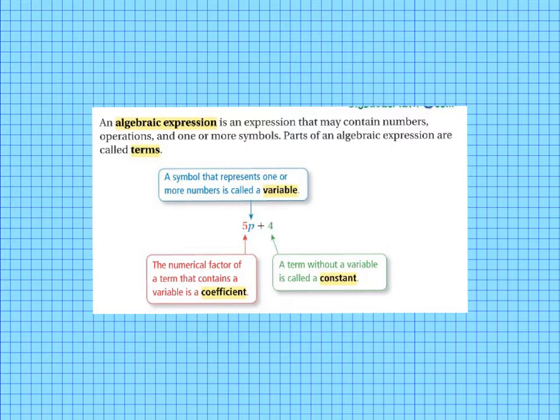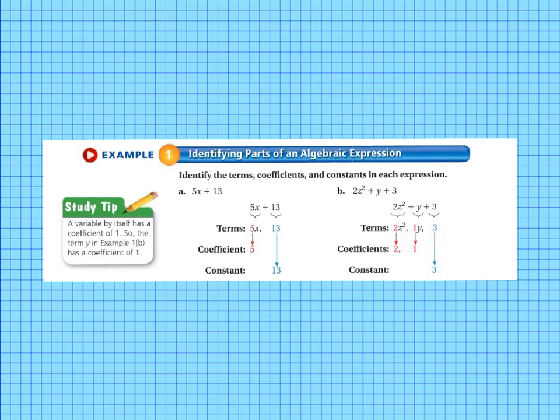A symbol that represents one or more numbers is called a variable. The numerical factor of a term that contains a variable is a coefficient. A term without a variable is called a constant. Let's take a look at example 1, identifying parts of an algebraic expression.